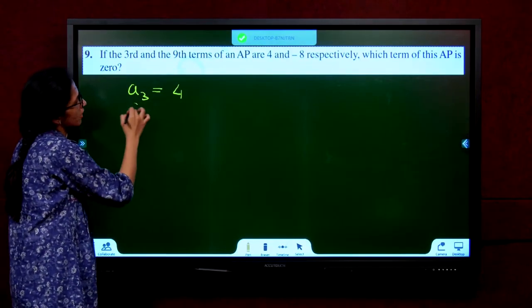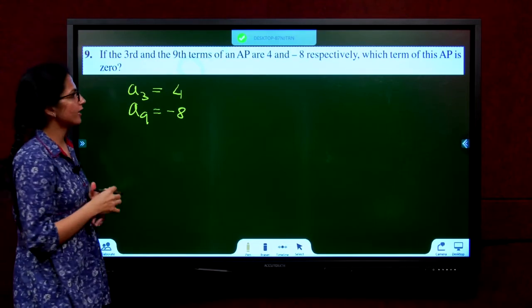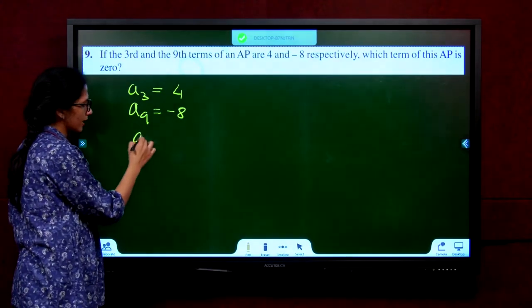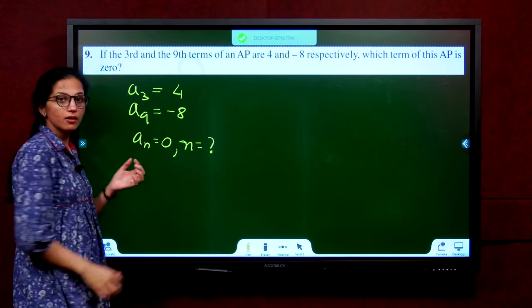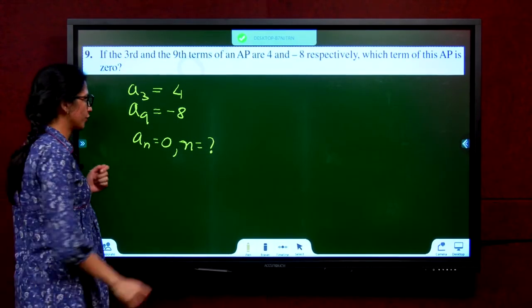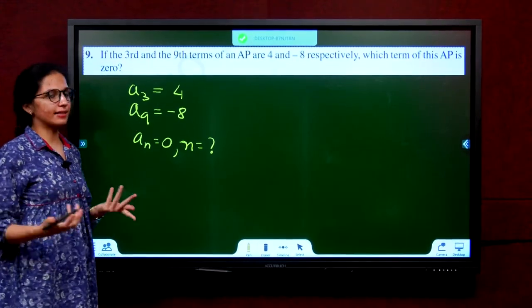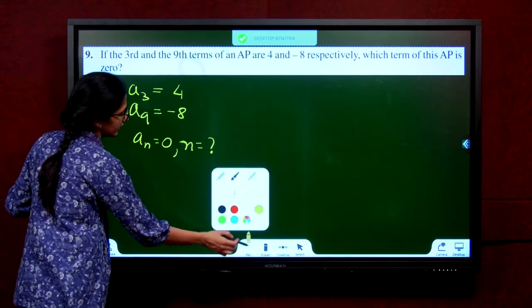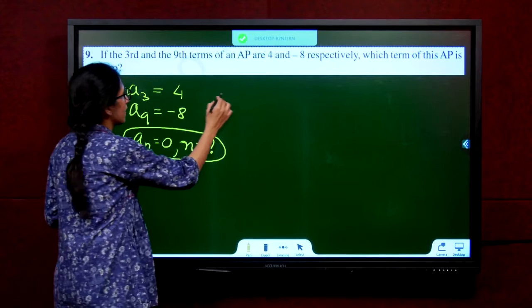If the third and ninth term of the AP are 4 and minus 8, third term is 4, ninth term is minus 8, which term of the AP is 0? An is 0. What is this value of n? Which term means find the value of n, I have told you. So, before you do questions like these, always find A and D and then it becomes easy. So, we will keep this aside for now. First, we will find A and D.